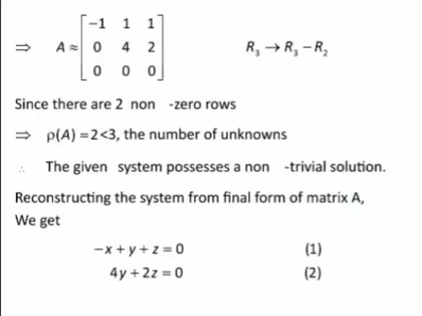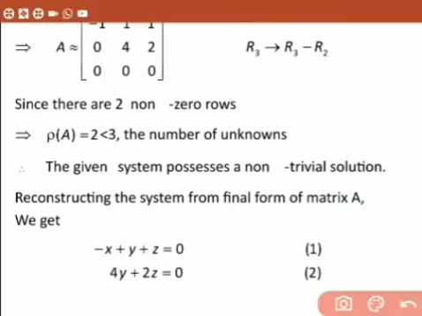Then constructing the system of equations. See here, this one I have repeated, the same steps. After simplification you will get the rank of matrix A as 2, which is less than the number of unknowns. Then it has a non-trivial solution. To find the solution you have to reconstruct the system of equations from this last matrix, so we write the equations corresponding to these elements.